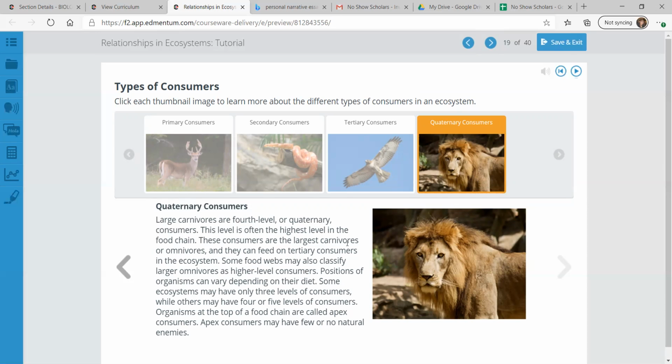Organisms at the top of the food chain are called apex consumers. Apex consumers may have few or no natural enemies. They don't really have anyone that can eat them, usually.